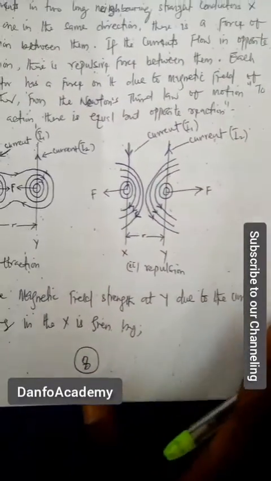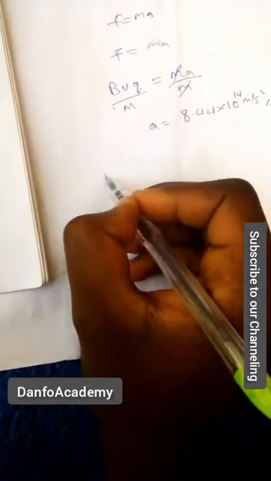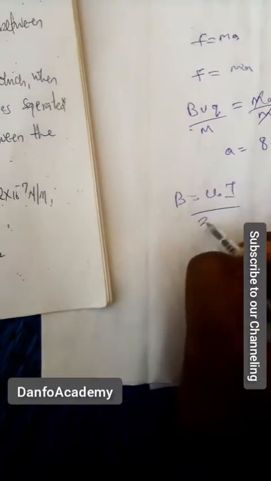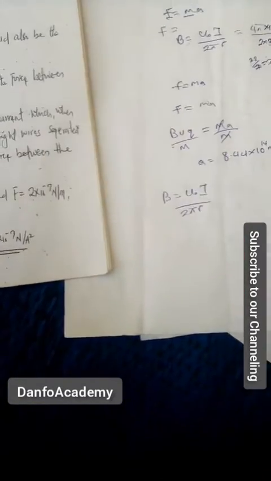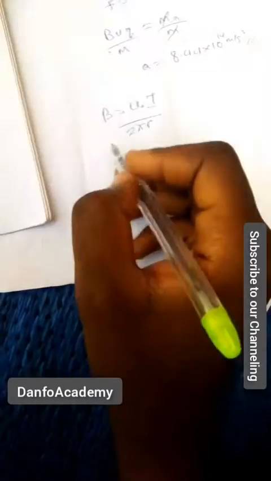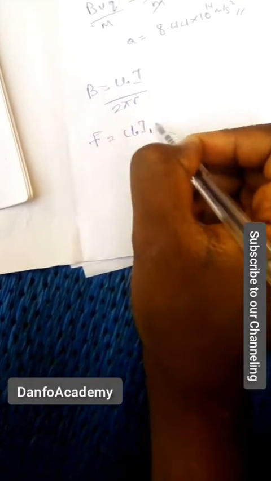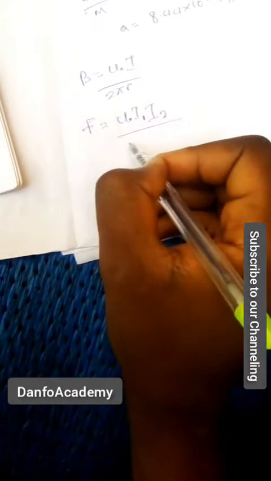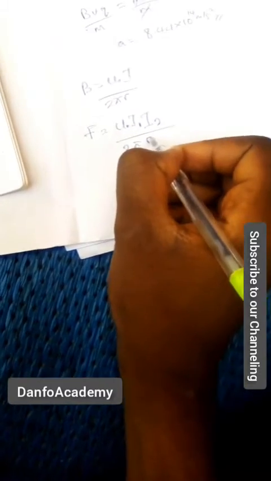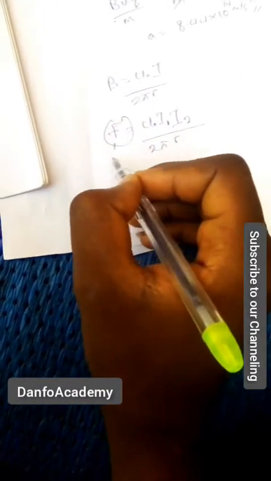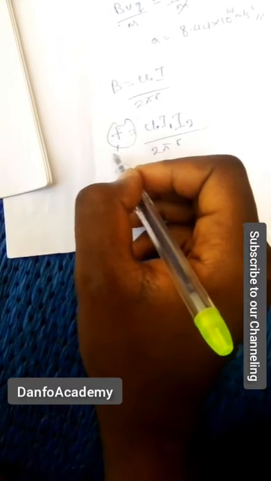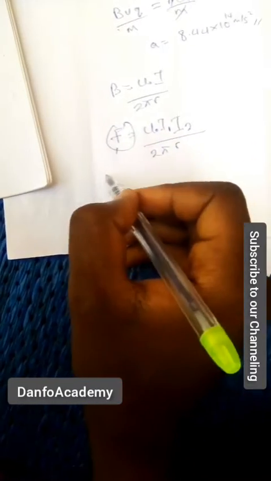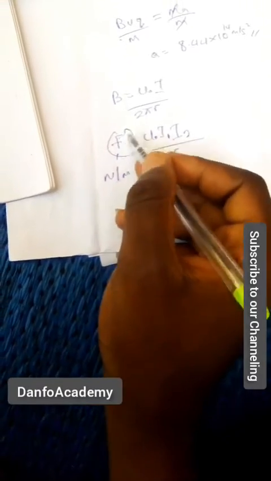Now, if you want to write the formula for this, as we all know, B equals μ₀I over 2πr. Now, talking about two wires, to know the force between them, it will be F equals μ₀I₁I₂ over 2πr, that is the current flowing in 1 multiplied by the current flowing in 2 over 2πr. Here, this force is force per meter length. That is, whenever you are asked to find this, the unit will be what? Newton per meter. As you can see, it's different from the normal force.